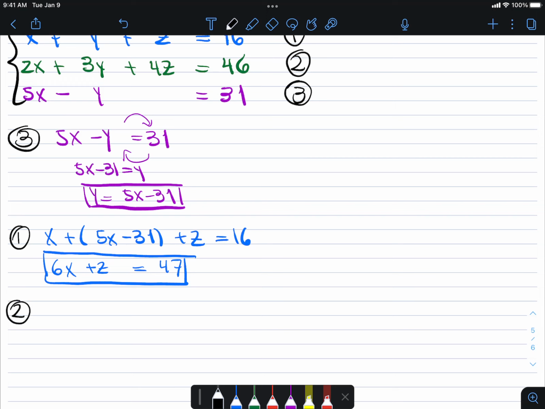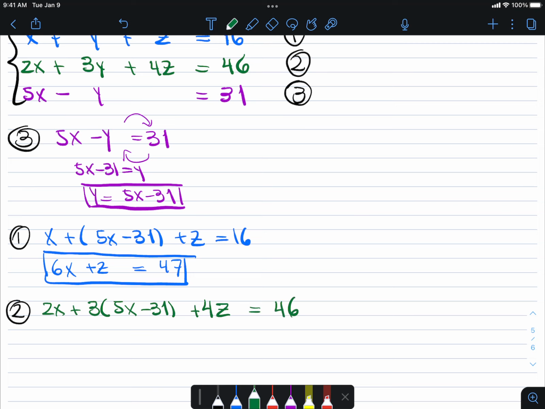And then I'll go to equation number 2. Wherever I see y, I'm going to write 5x minus 31. So 3 times 5x minus 31, plus 4z. Careful here because I just wrote a 47, right? If your handwriting is a little confusing like mine can be, you can confuse this with a 47. So sometimes when I'm afraid of that, I write my z like this just to be safe. You can see this is a z, and that equals 46.